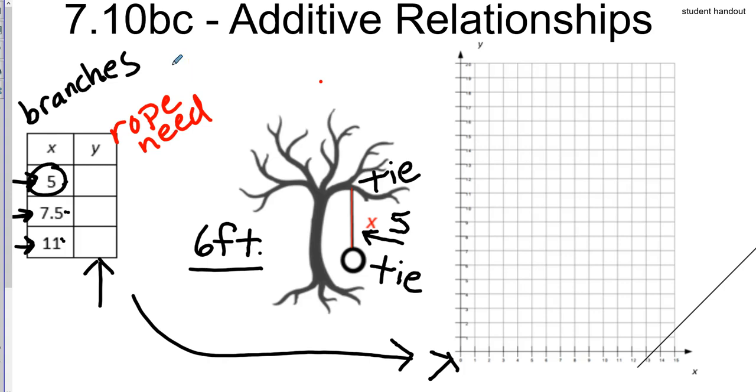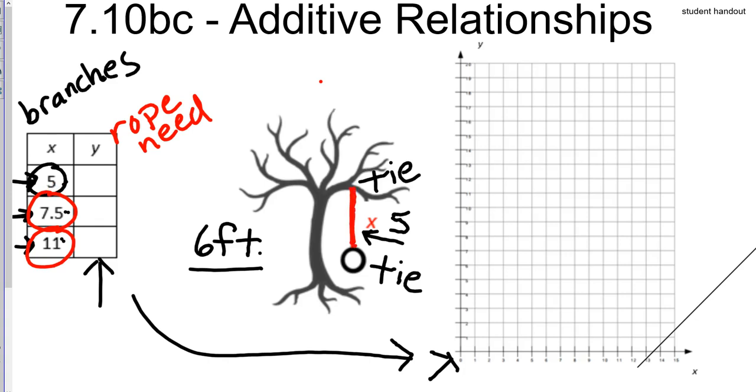All right, so now that you've had a chance to think about the problem, I just want to clarify a few things. First of all, the amount of rope is given. That's the branch. So for a branch that's 5 feet, you need 5 feet of rope. For a branch that's 7.5 feet, you need 7.5 feet of rope, so on and so forth. So this is the amount of rope that you need just to get this distance here.